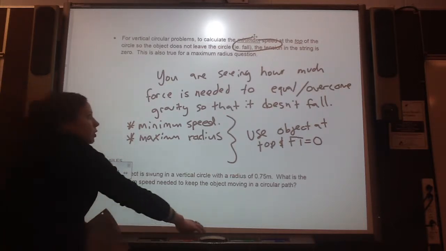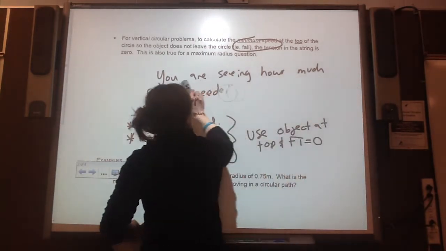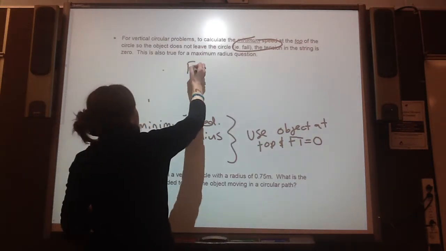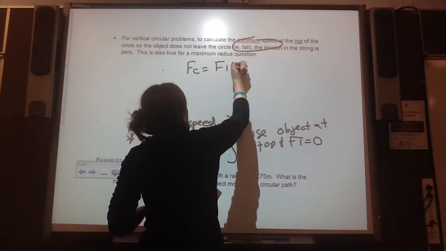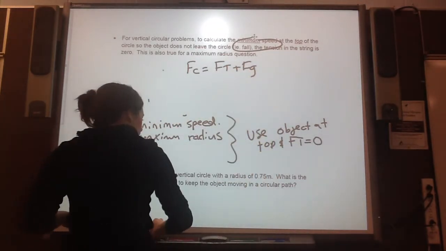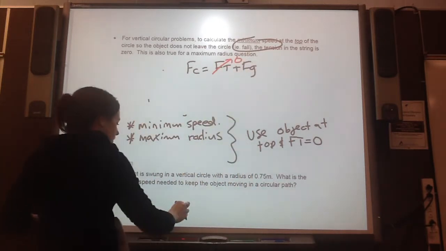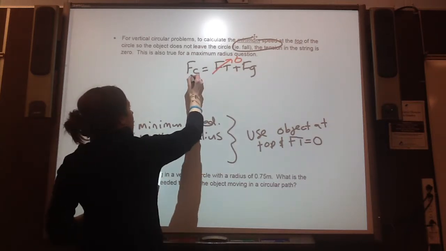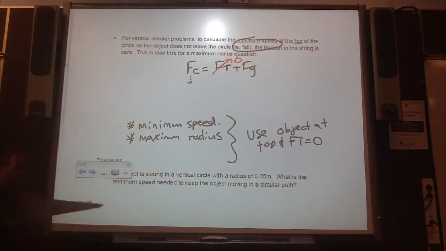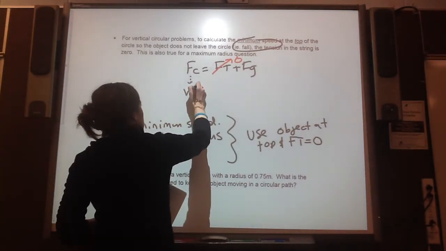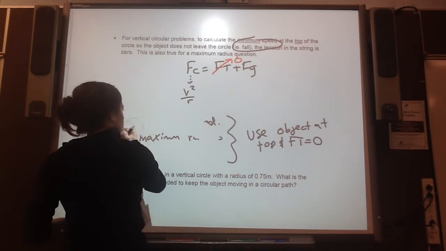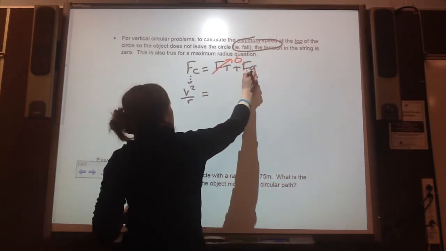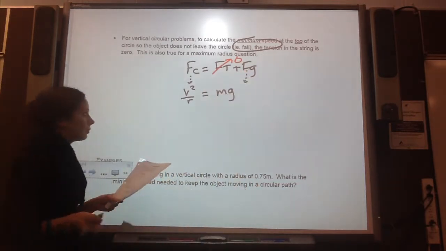So then, when you do that, I'm just going to erase this part. When you do that, your formula changes as so. So if I have Fc is equal to Ft plus Fg, now my Ft, I can set that to 0. So now I have Fc, which, if I'm given speed and radius, I can substitute this for v squared over r, which is equal to, I know my Fg is m times g.